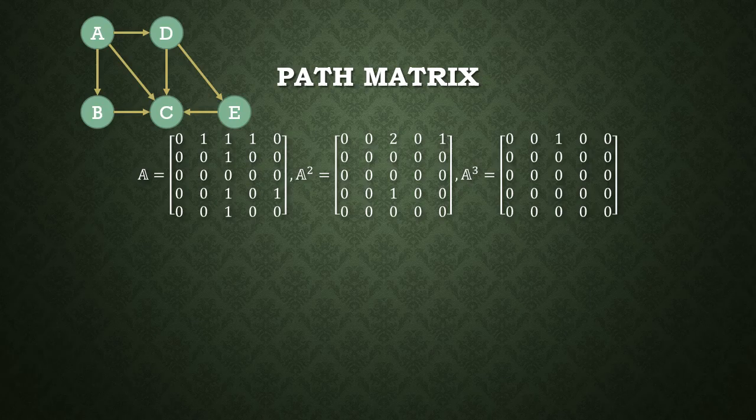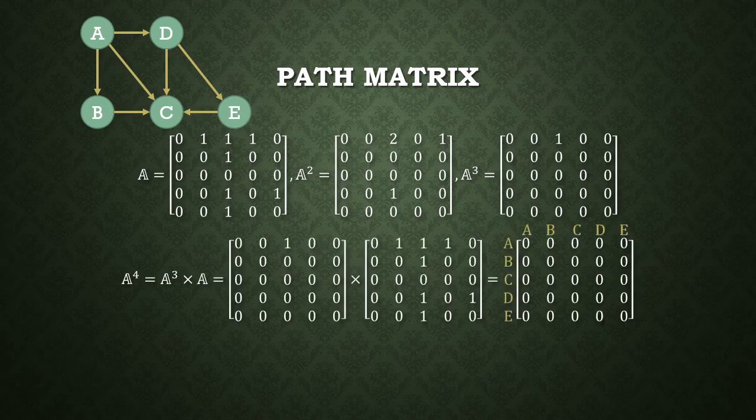Now I have A squared and A cubed. I will compute A4. Notice that there are 5 nodes in the graph. So the maximum power of the adjacency matrix that I am supposed to compute is A raised to the power 5. Right now I am going to compute A raised to the power 4 with the help of matrix multiplication. And I get a matrix which is all zeros. So this means that there are no paths of length 4.